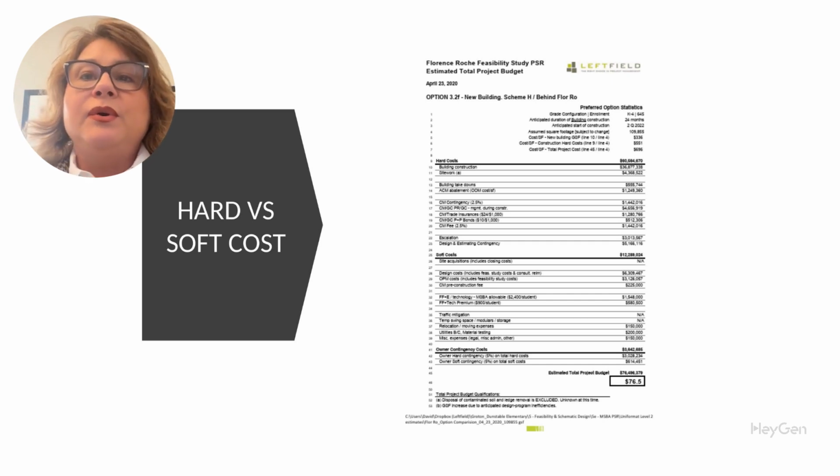Let's walk through a real-world example of a total project budget. This is from the Florence Roche Elementary School feasibility study conducted in April 2020. Let's have a quick overview of the key metrics. This is option 3.2F, which reflects the cost of building a new facility behind the existing Florence Roche School. The assumed building size is 199,855 square feet. The estimated construction hard cost is $551 per square foot, and the total project budget works out to $695 per square foot, giving us a total of $76.5 million.